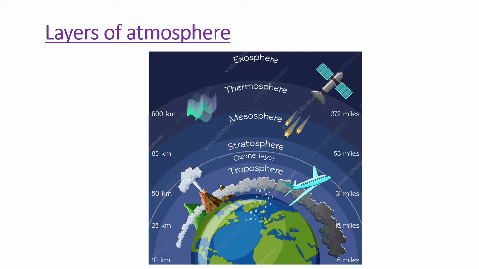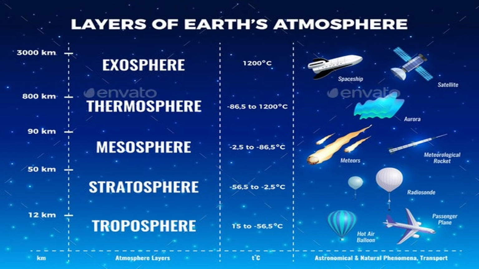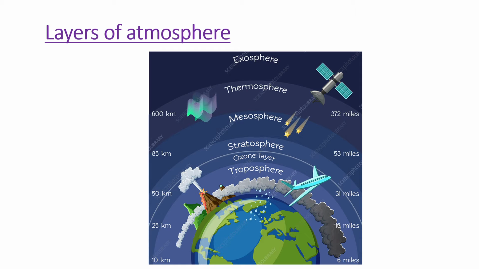The next layer is the stratosphere. This layer is about 15 to 50 kilometers above the sea level. The air is dry as there is very little water vapor in this layer. So there are no storms or turbulence in the stratosphere. Therefore, jets fly through this layer.